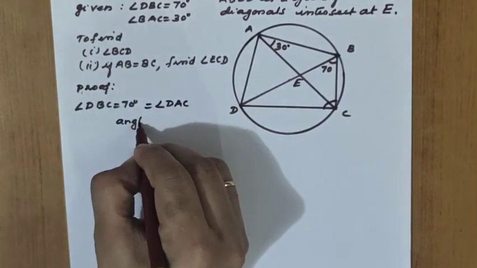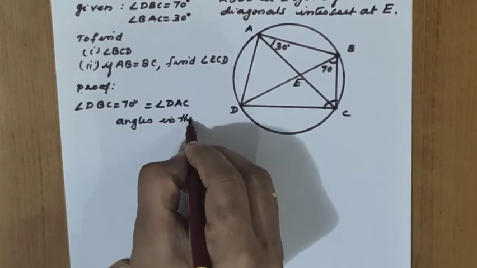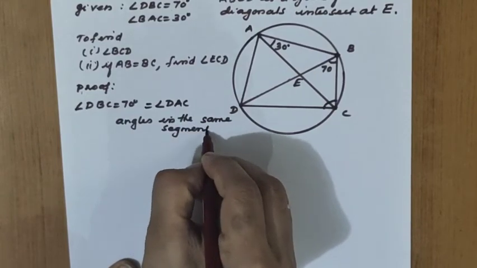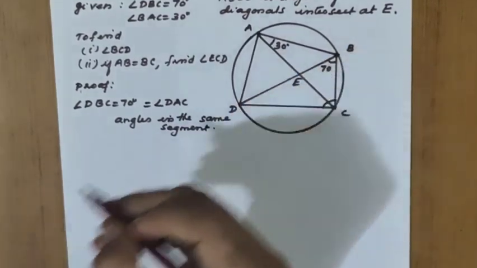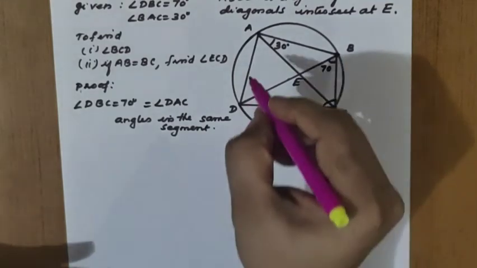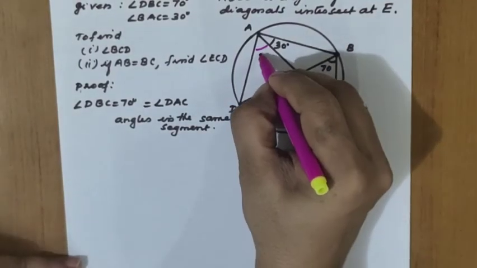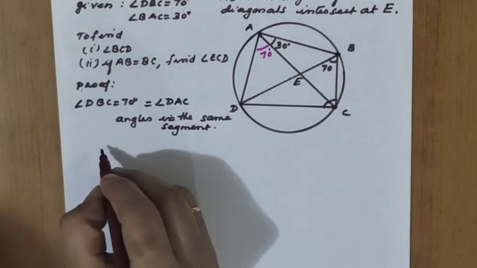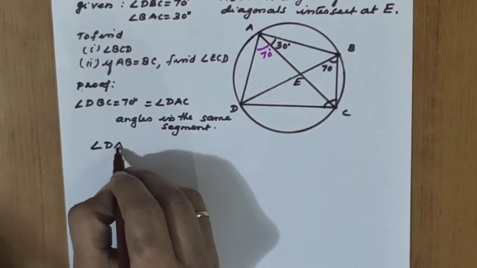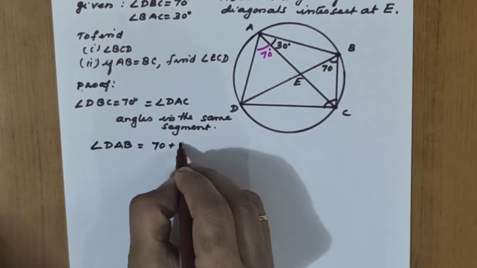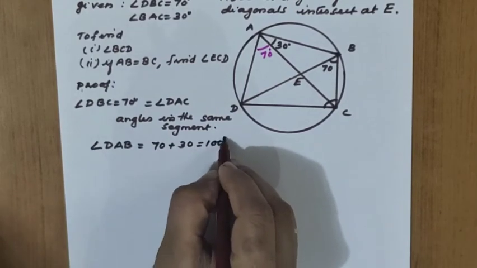Angles in the same segment. Okay, so here I'll write angle DAC equal to 70 degrees. It is not given in the question, we are calculating. So I'll write here it is equal to 70. Right. Now what is the total angle A there? That means angle A, or angle DAB, the complete angle DAB, is equal to 70 plus 30, which is equal to 100 degrees.